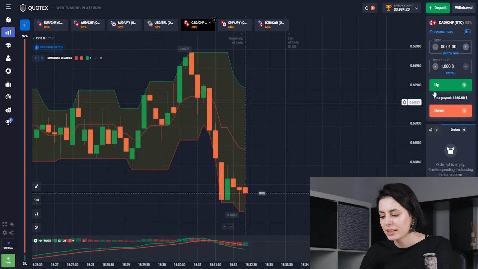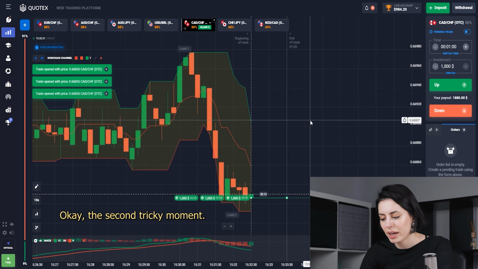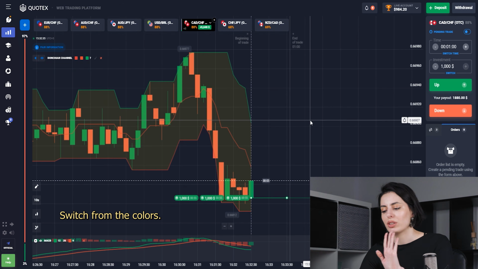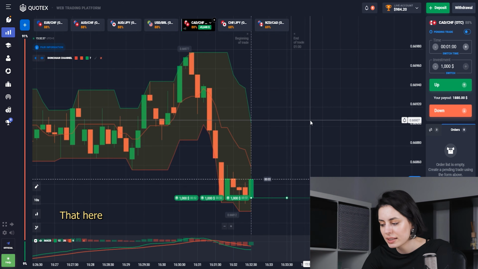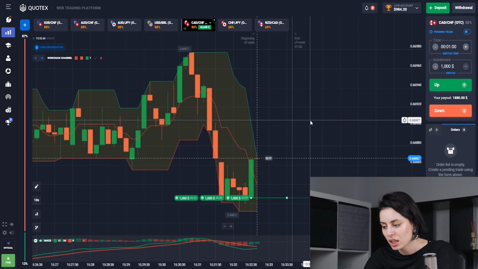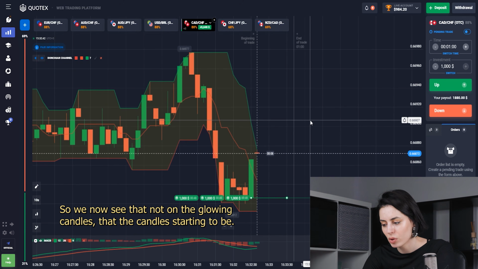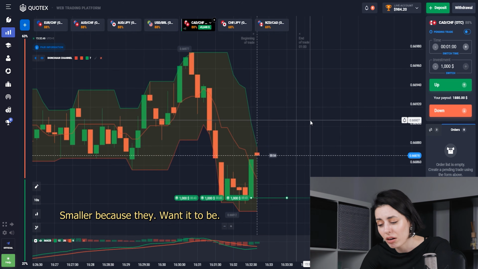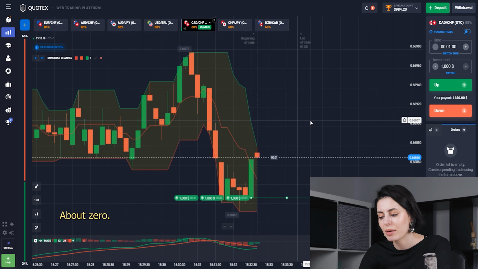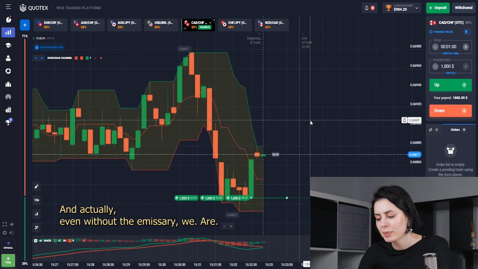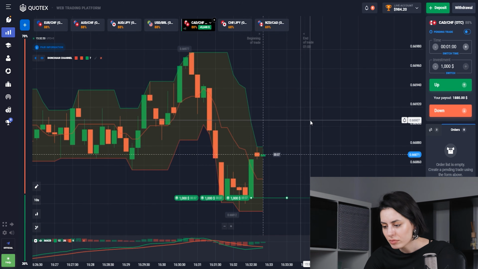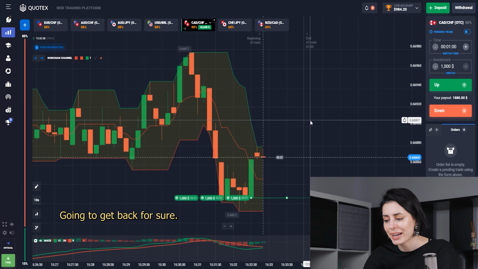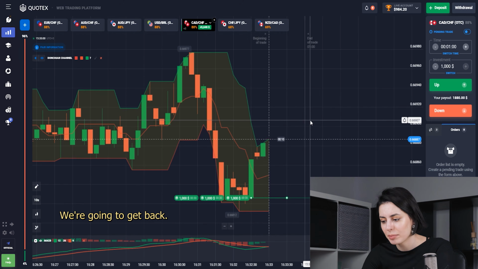So here, okay, the second tricky moment: the candles of the MACD may actually switch colors. But here, the size matters. We now see that not only are there green candles, but the candles started to be smaller because they wanted to be above zero. And even without the MACD, we are seeing that we're at the bottom and we're going to get back. For sure, we're going to get back.